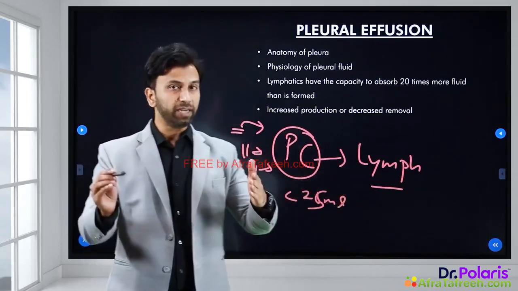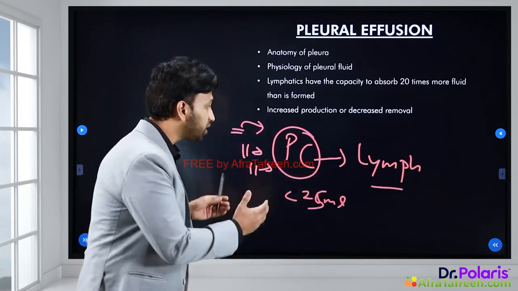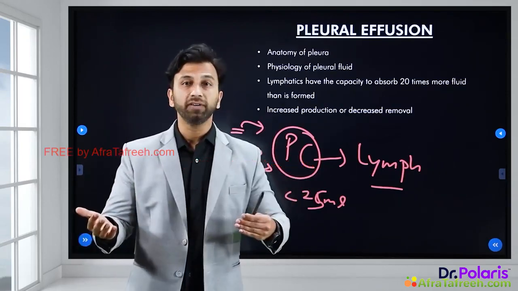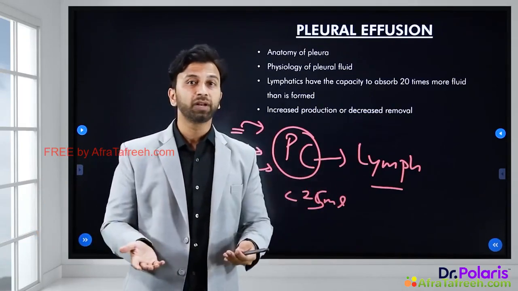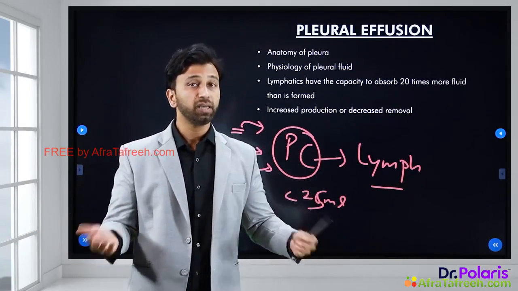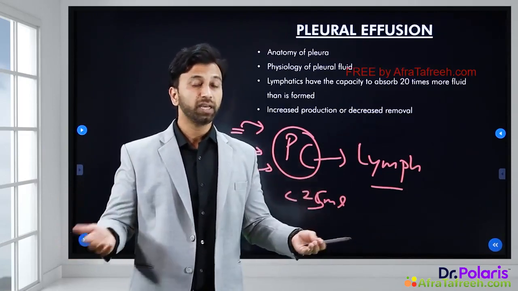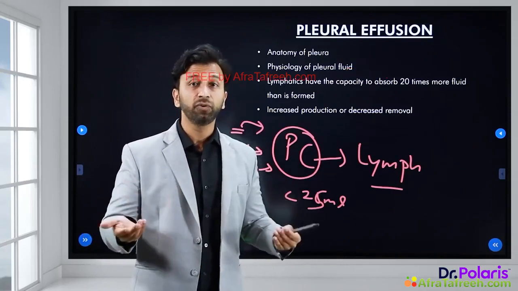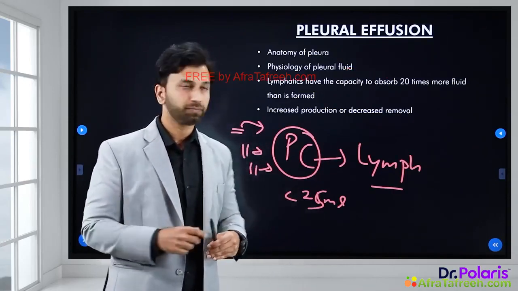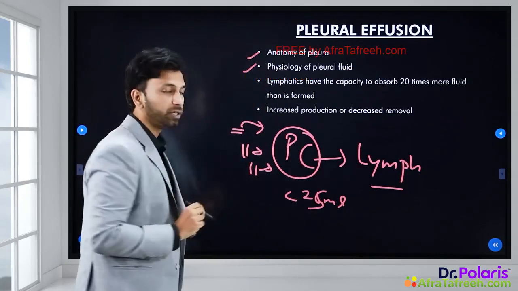So, this pleural cavity, which generally has a pleural fluid, if there is a collection of excessive fluid in that pleural cavity, it is called pleural effusion. If there is a collection of air in that pleural cavity, it is called pneumothorax. If there is a collection of blood in the pleural cavity, it is called hemothorax. And similarly, if there is a collection of milky fluid or a chylous fluid, it is called chylothorax. So, we discussed the anatomy and the physiology of the pleural fluid.